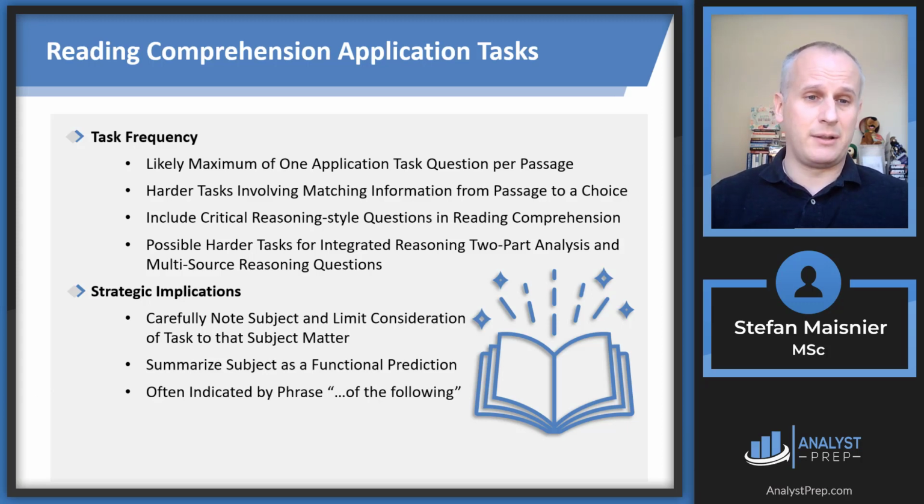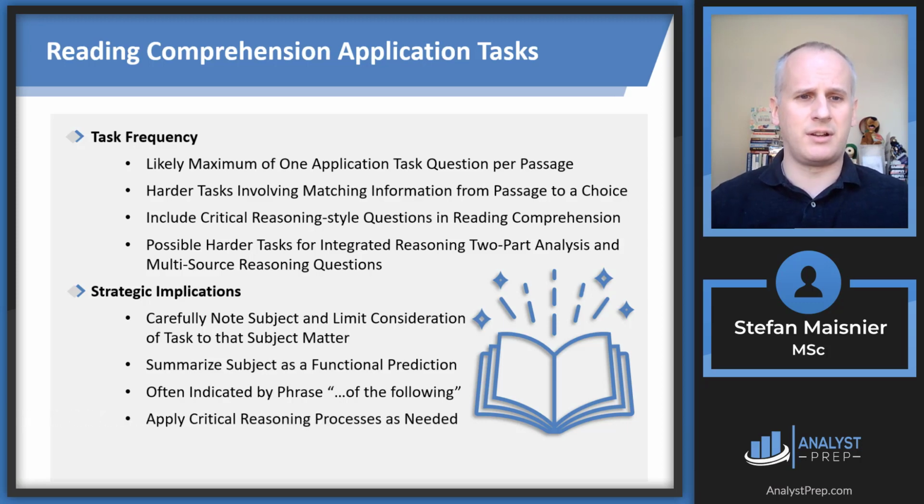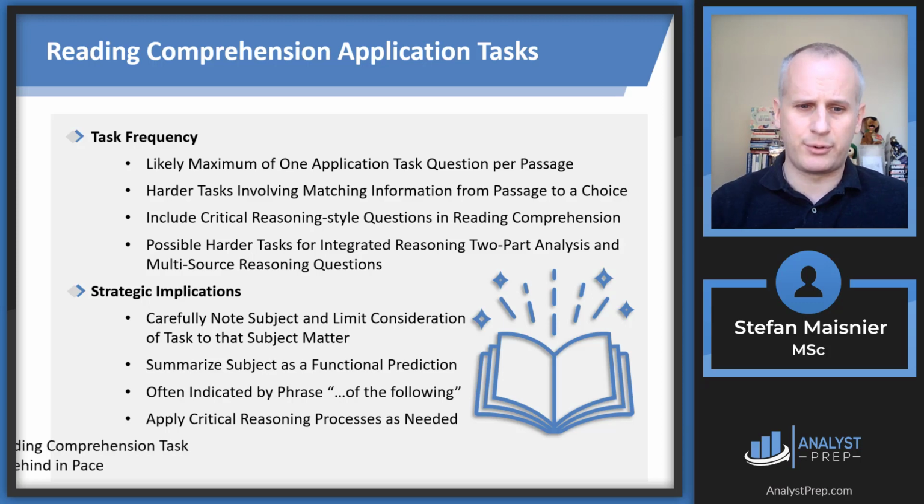Now, that said, "of the following" is a phrase that you'll see in many reading comprehension tasks, so make sure that you don't mistakenly identify an inference or a detail or purpose question as an application task just simply because you see "of the following." If it can be categorized as one of the other three task types, it probably is that task type. You'll also want to apply those critical reasoning processes as needed based on what the question stem is. So again, if you're being asked to weaken, follow the weaken critical reasoning process. If you're asked to strengthen, follow the strengthen critical reasoning process, and so on and so forth.